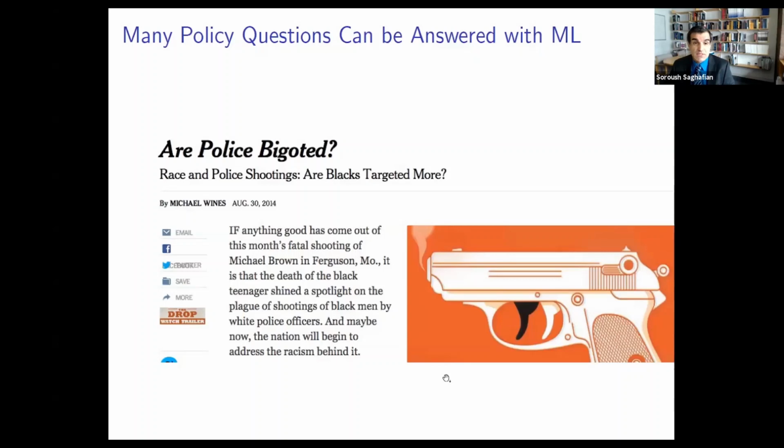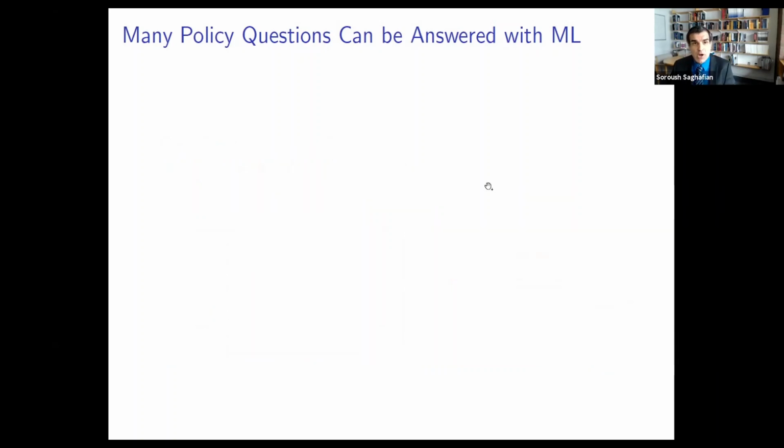So here's, for instance, one example: are police bigoted? So are blacks targeted more than the others? And this is one important question, and you see that policymakers and politicians sit around and just discuss their own opinion while there is a huge amount of data, and we have all these machine learning techniques that can be used to answer these important questions and shape our policy issues surrounding these problems.